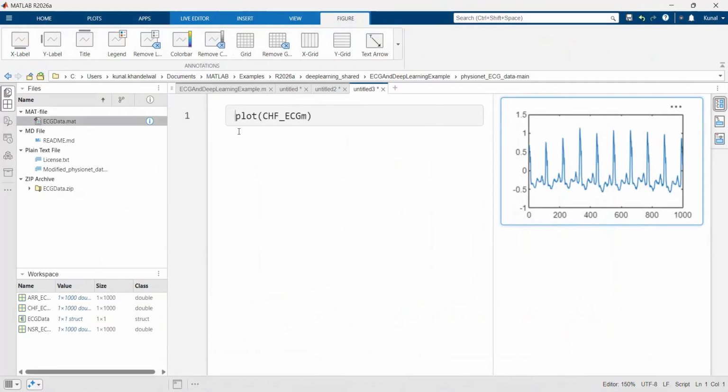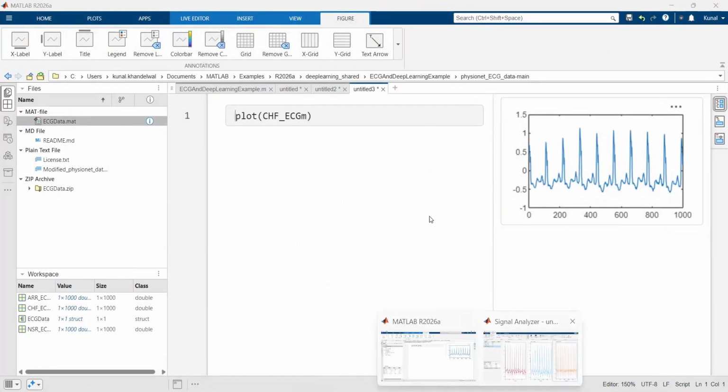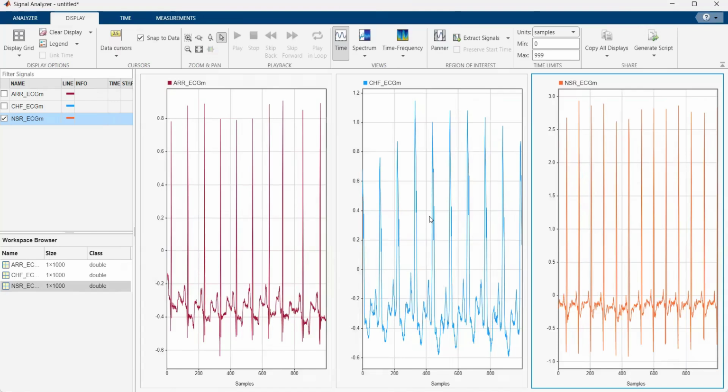But imagine that you are the one who has been assigned a task to build a machine learning classifier, or use, you can say, a convolutional neural network or an LSTM network to classify ARR, CHF, and NSR signals.